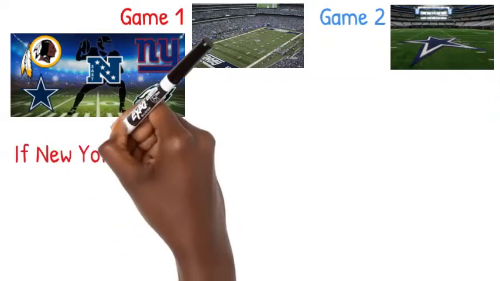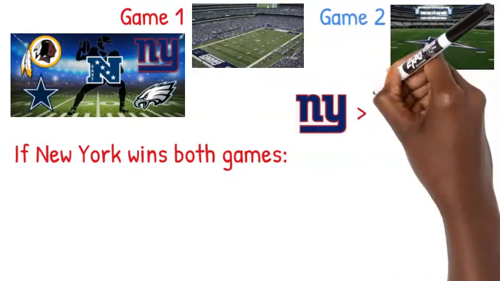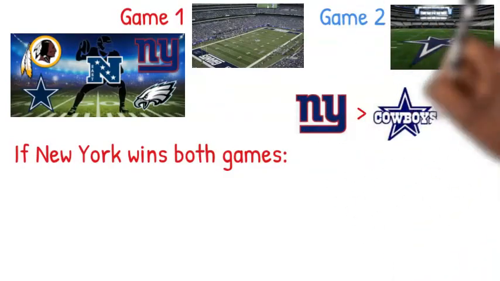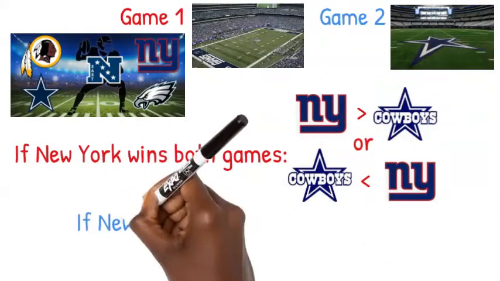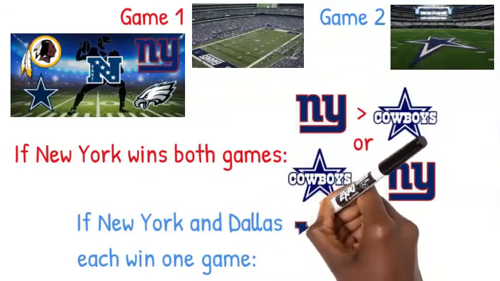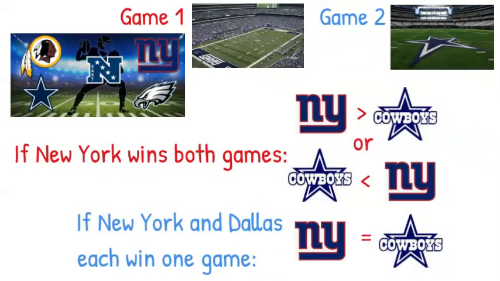You will be given a list of all the games played within the NFC East in the 2017 season. Each pair of teams plays two games, one at the stadium of each team in the pair. Start by representing the relationship between each pair of teams. If the Giants win both games against the Cowboys, for example, you would represent that with New York is greater than Dallas, or you could say Dallas is less than New York. If the Giants win one game against the Cowboys and lose the other game against them, then you would represent that with New York equals Dallas.